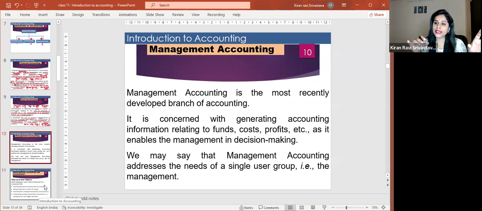Management accounting gets its data both from cost accounting and financial accounting. Cost accounting gets its data both from financial accounting and its sibling management accounting. So management accounting is the most recently developed branch of accounting because, as you see in the accounting process, it's not just recording, classifying, and summarizing. Recording, classifying, and summarizing only financial accounting does. Then we have interpreting and communication.